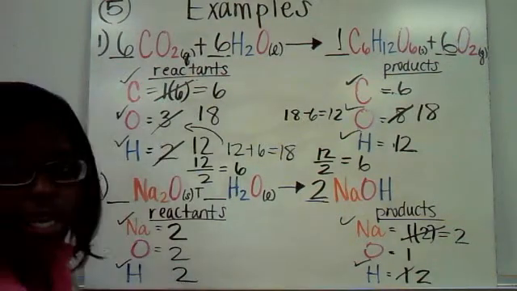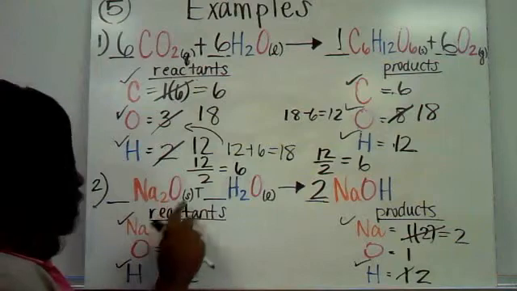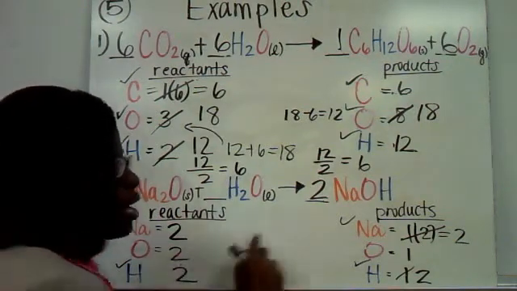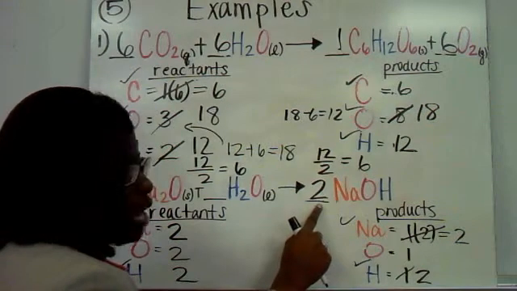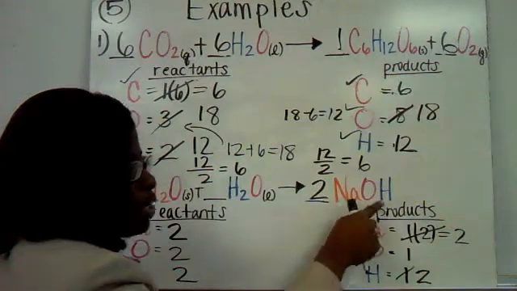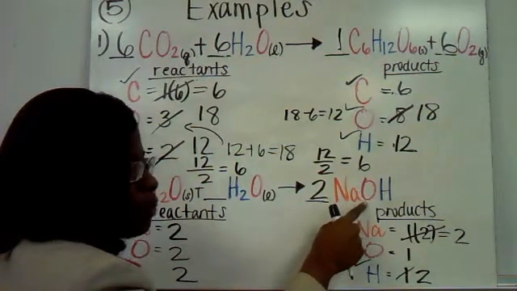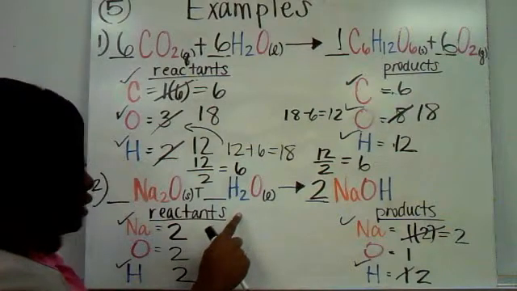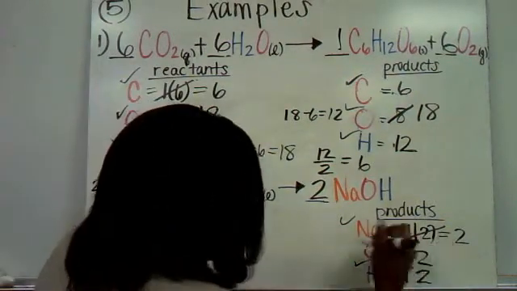So now let's take a look at oxygen. I have 1 oxygen here, 1 oxygen here. 1 plus 1 is 2, so 2 oxygen on the reactant side. Well, remember, this coefficient has now balanced this side because this 2 belongs to the sodium, the oxygen, and the hydrogen. So 2 oxygen on the product side, 2 oxygens on the reactant side. So now oxygen is also balanced.